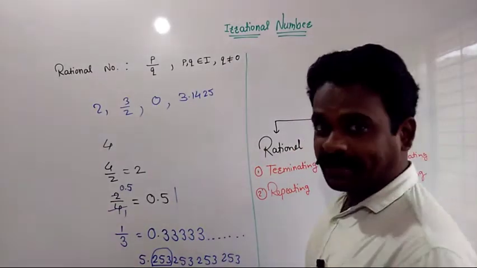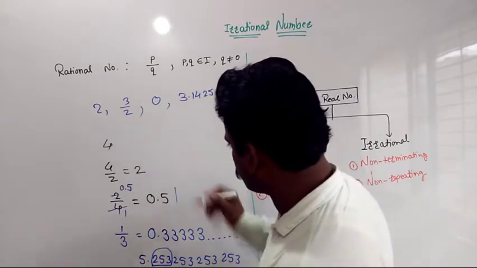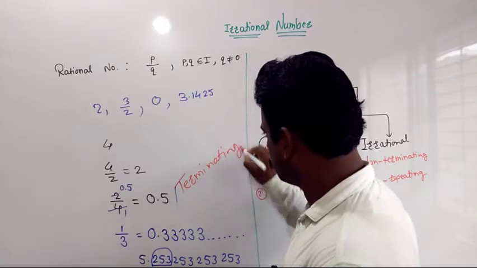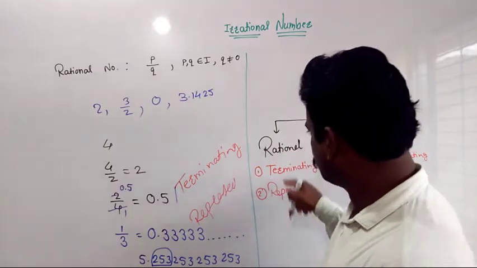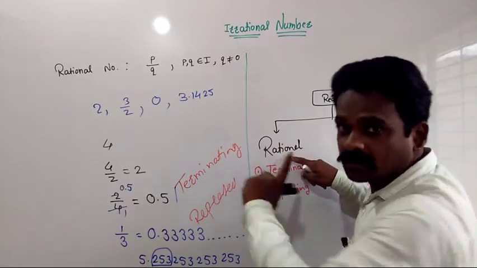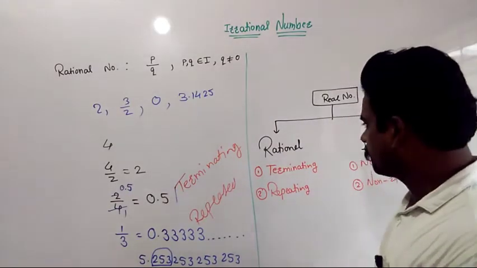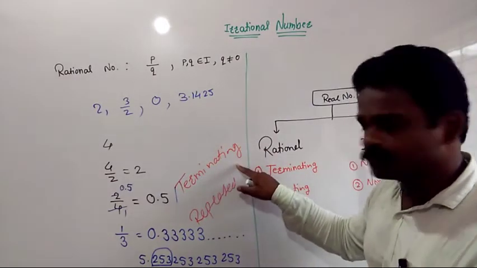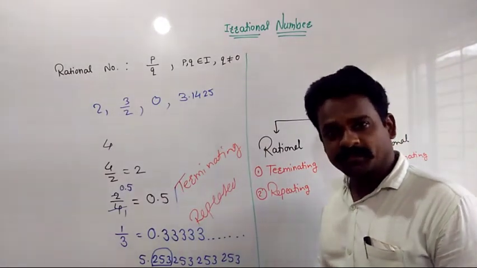Now on the other hand, irrational numbers. This one was terminating, and this one is repeated. I have written here that real numbers are divided into two categories: one is the rational number and another is the irrational number. So a rational number is a terminating fraction, or a fraction with a repeating number or group of numbers.